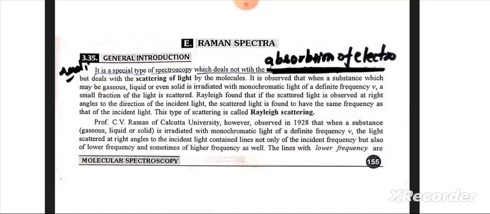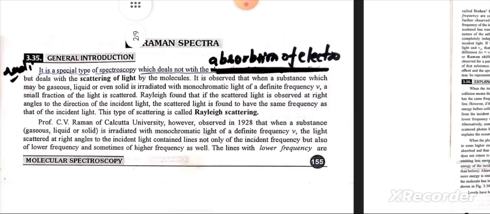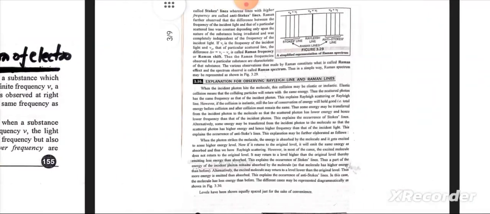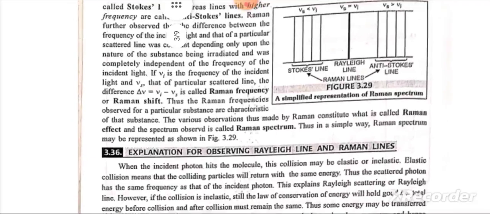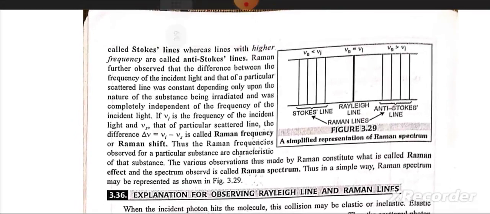When a substance, gaseous, liquid, or solid, is irradiated with monochromatic light of a definite frequency mu, the light scattered at right angles to the incident light contained lines not only of the incident frequency but also of lower frequency and sometimes of higher frequency as well. The lines with lower frequency are called Stokes lines, whereas lines with higher frequency are called anti-Stokes lines.